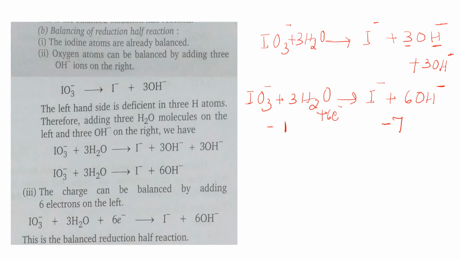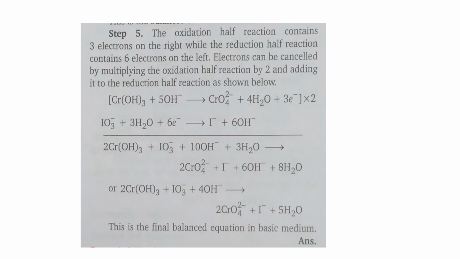So the balanced reduction half reaction, what I am getting, IO3- plus 3H2O plus 6e- is giving you I- plus 6OH-. This is the balanced reduction half reaction. Now I have to add the oxidation half reaction and the reduction half reaction. Now you have to add both the reactions.